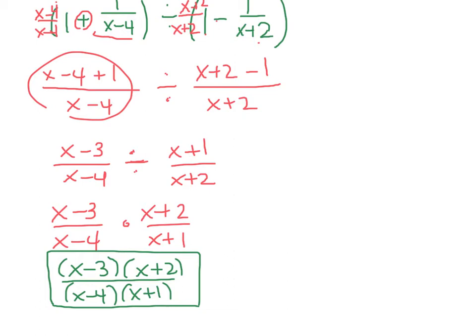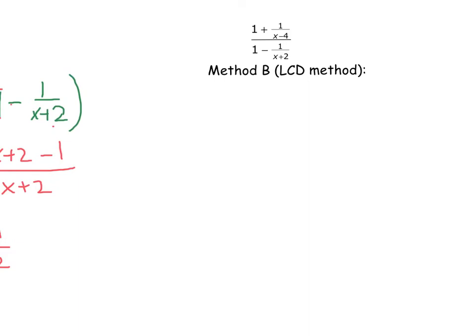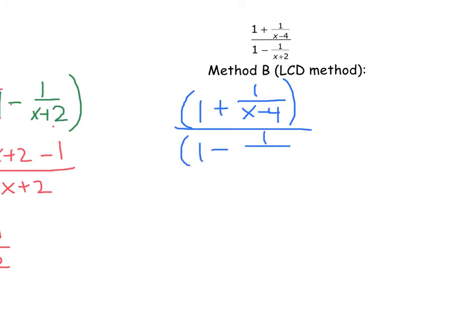All right, now we're going to move on and take a look at that same problem with the LCD method. Now we can use our first method again to help us see that the common denominator here would have been x minus 4 times x plus 2. So as we come back and we go to write our problem, we're going to multiply top and bottom by that LCD. So here's your fraction, your 1 plus 1 over x minus 4, and that's going to be over 1 minus 1 over x plus 2.